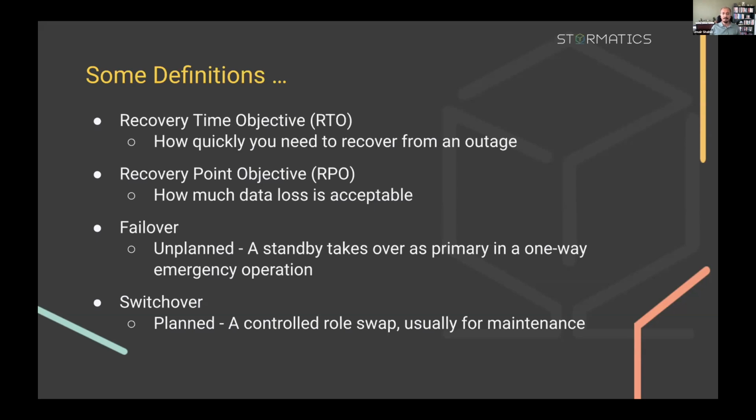Failover is an unplanned process where something happens to the primary node and a standby has to take over. It's an emergency operation. It's one way. It's not reversible, or it is designed not to be reversible, and it takes place if there is some kind of an outage. On the other hand, a switchover is a planned takeover of a standby from the primary node. It could be for maintenance purposes, it could be for testing purposes, whatever it may be, but switchover is planned and controlled.